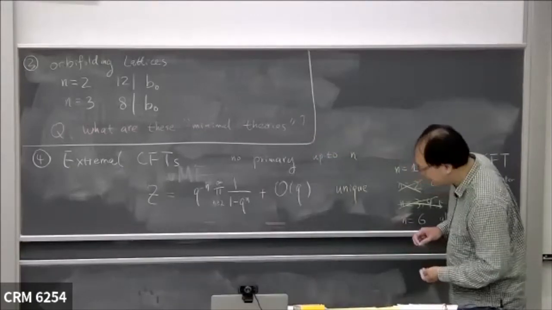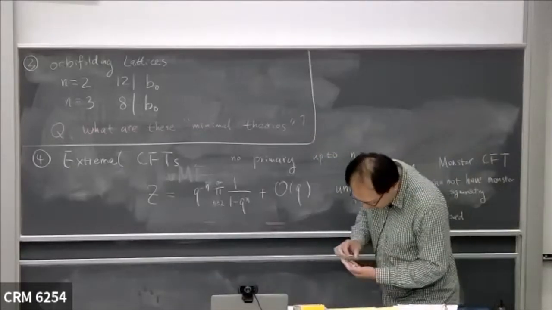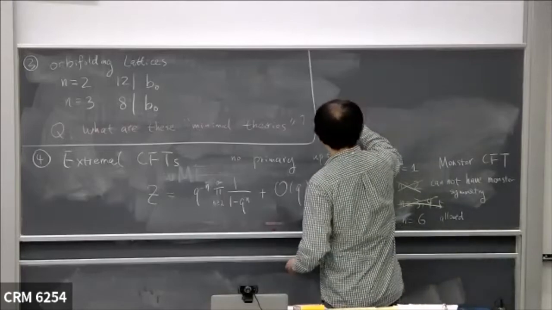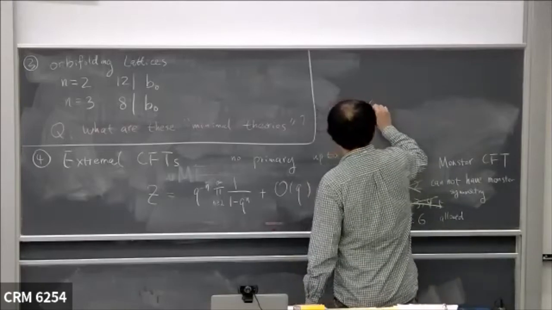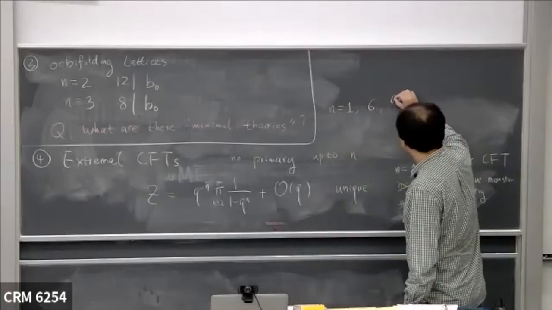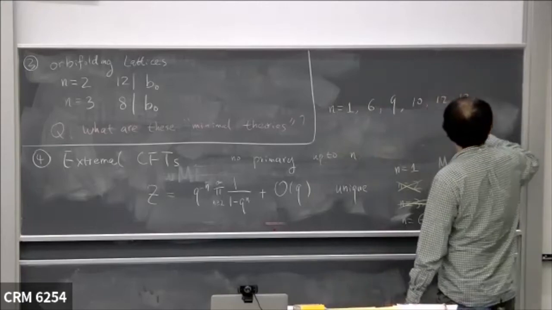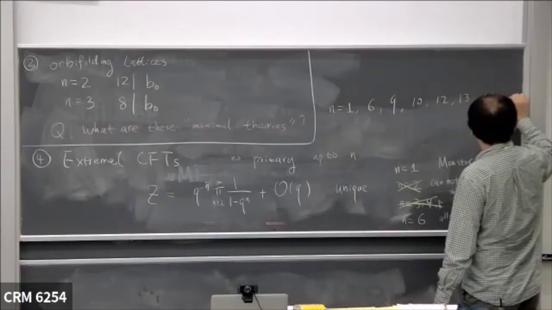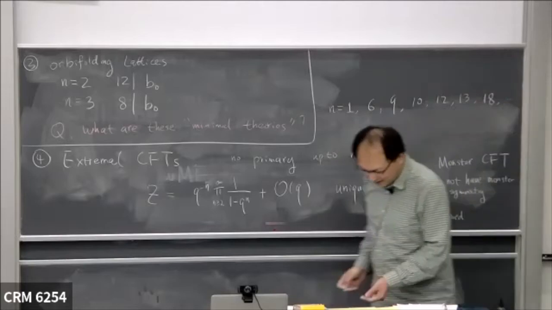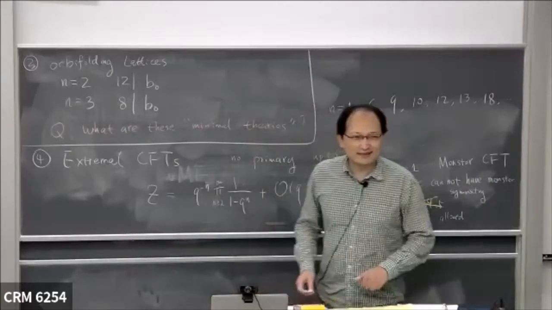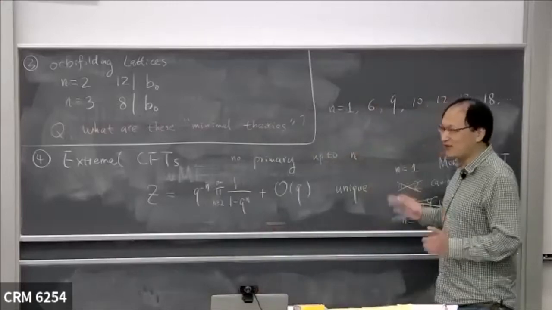Yeah, I finally managed to find the short list of allowed n. So I don't know whether this would be useful, but n equals 1, that's the monster, 6, and the next one is 9, 13, 18, and so on and so forth. So it's not really periodic in any sense. So you expect that this is somewhat fractal.